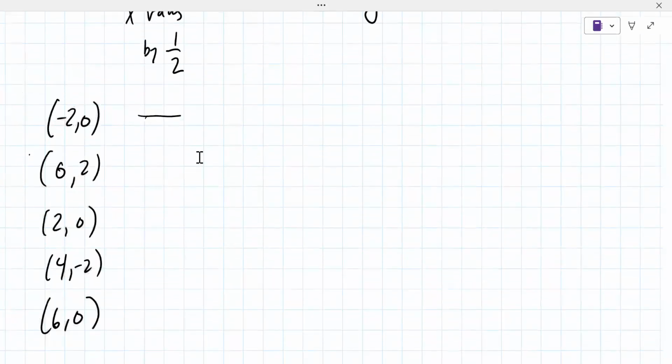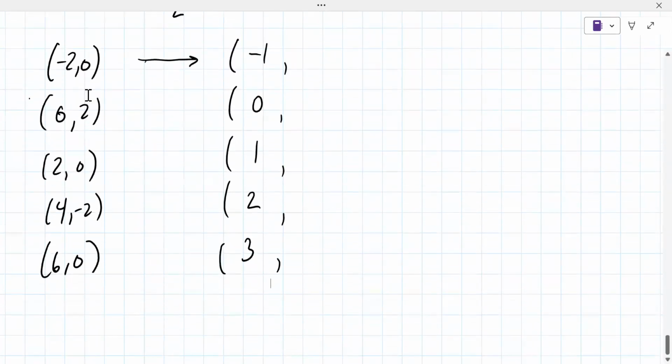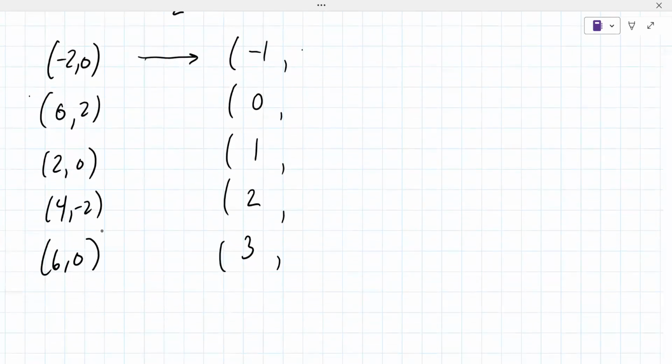So we take the x value and multiply it by 1/2 in all of them. And I would do them all together. So like -1, 0, 1, 2, and 3, like that. And then the y values, you're going to subtract 3 from each of them. -3, -1, -3, -5, -3.